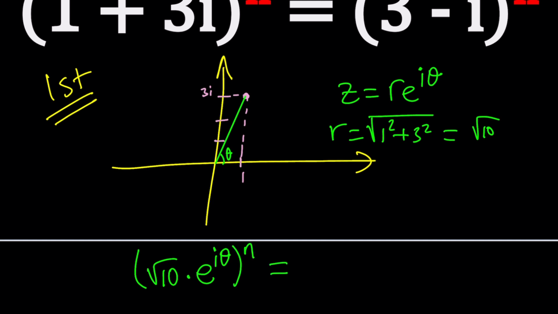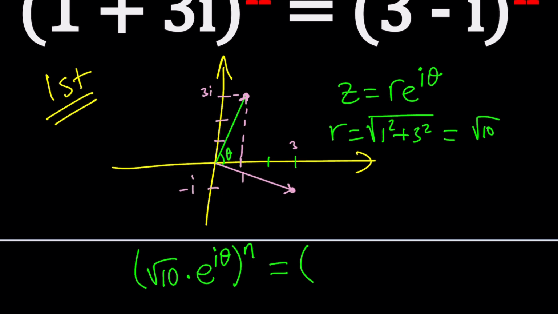And on the right-hand side, we have 3 minus i. We need to do the same thing for 3 minus i. 3 minus i is a little different, because if you pick 3 units this way and 1 unit down, you're going to end up here. And now your angle is definitely going to be a different one, right? But guess what? They are going to be related. So let's make these look like vectors with an arrow.